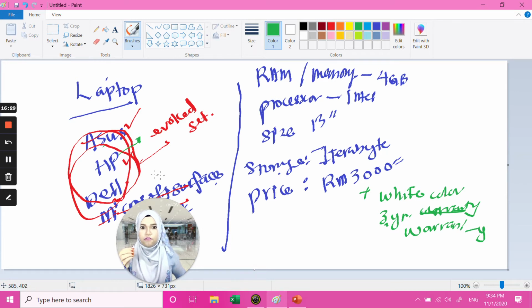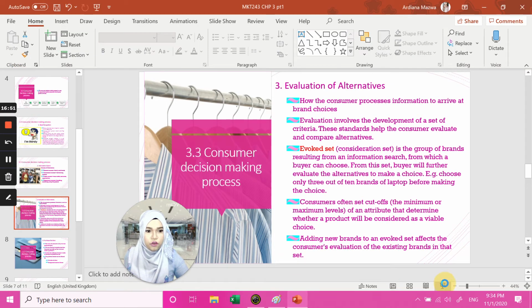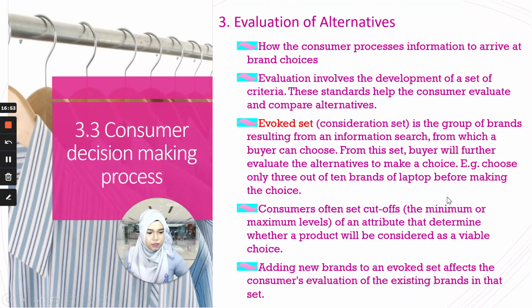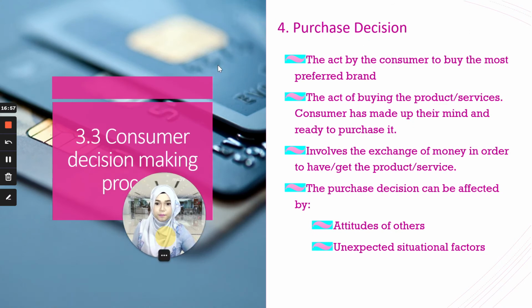So if this HP doesn't have it, then you have to strike it. That means, oh okay, it doesn't have white color. And then looking at Dell, also don't have white color. So you are left with Asus. So this is actually what you decided to buy, right? So you move on after you have decided to the next stage, which is your purchase decision.